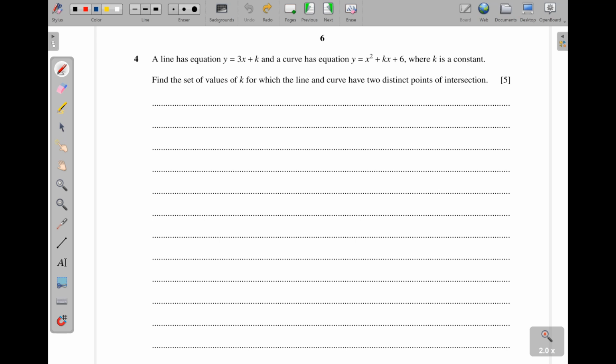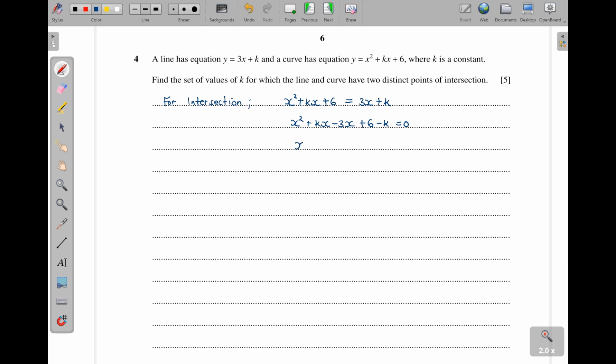So first of all, for intersection, we solve these two simultaneously. I'll get this y here and then substitute it here. So I'll have x squared plus kx plus 6 equal to 3x plus k. When I bring everything this side, I'm supposed to get a quadratic equation that comes from these two. So that will be kx, then minus the 3x, then there is 6, then minus the k, which is equal to 0.